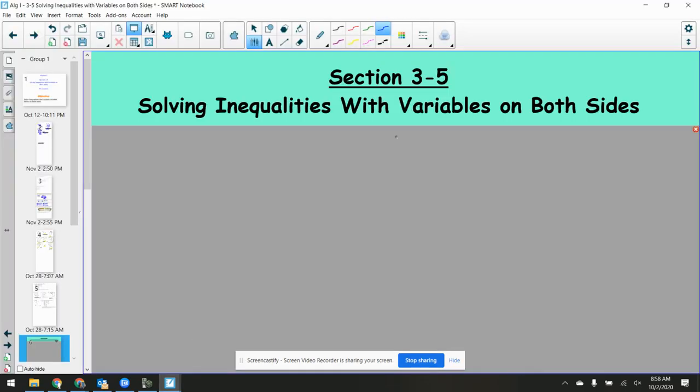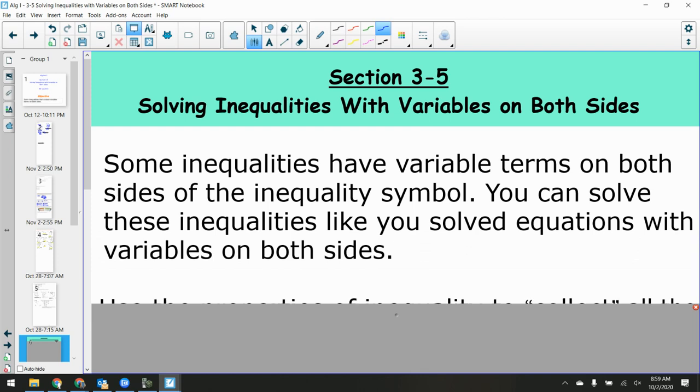All right, so solving inequalities with variables on both sides. We're continuing on, keep pushing forward, doing all of these things with inequalities that we've already done with equations, right? Now we're solving inequalities with variables on both sides. The rules still remain the same.